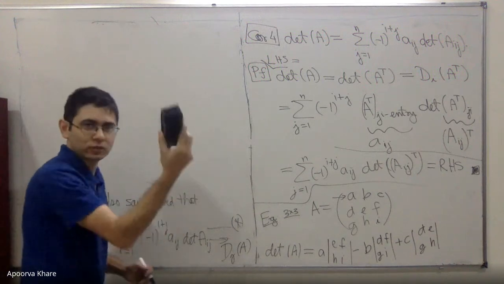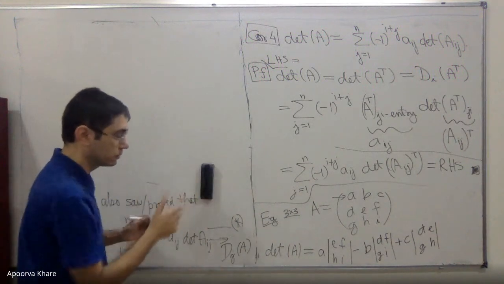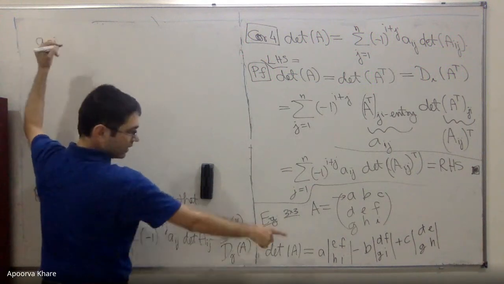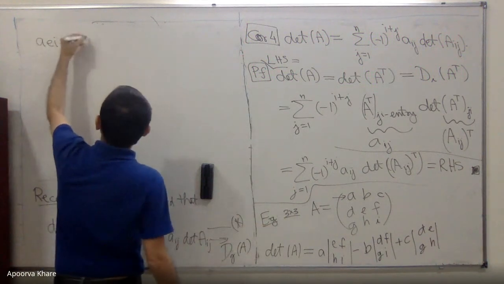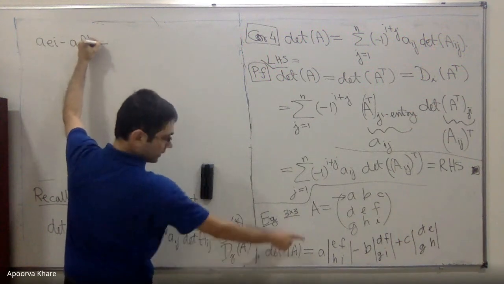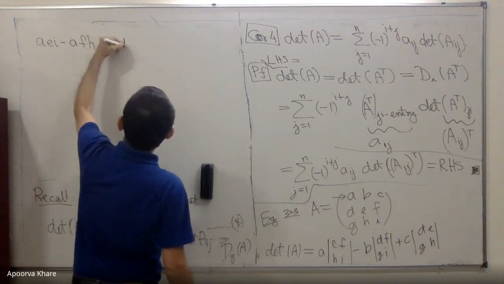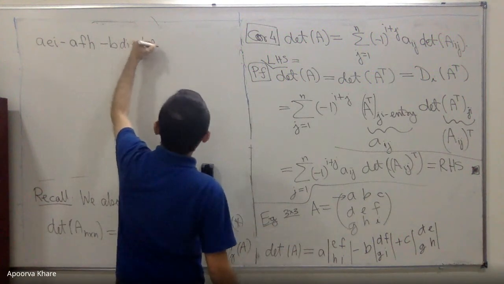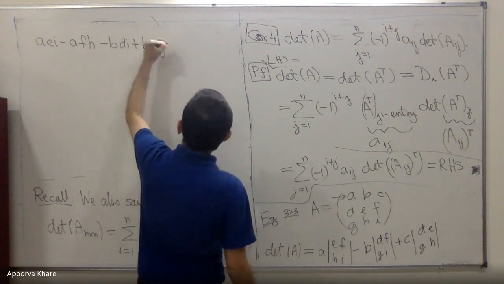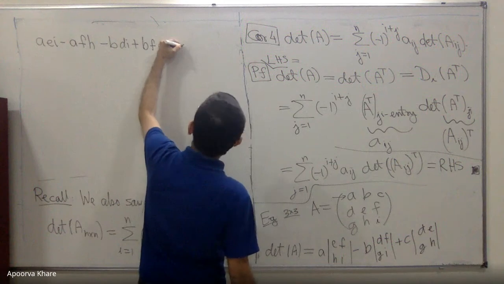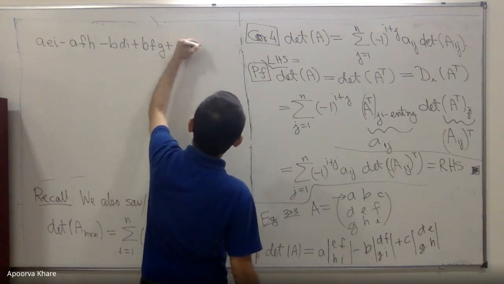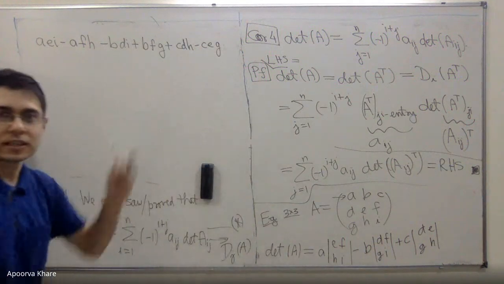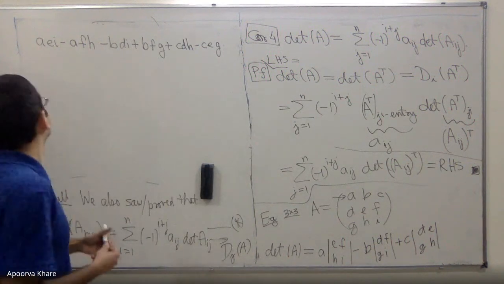And what I get is precisely, this is what happens when you get a new eraser. Works much better. Okay, so this is A, E, I minus A, F, H minus B, D, I plus B, F, G plus C, D, H minus C, E, G. There are these 6 terms that you get.